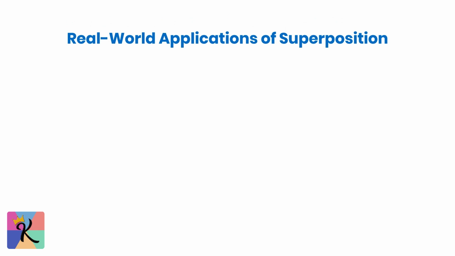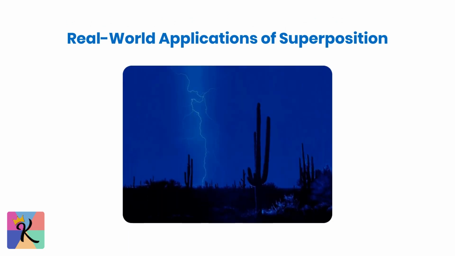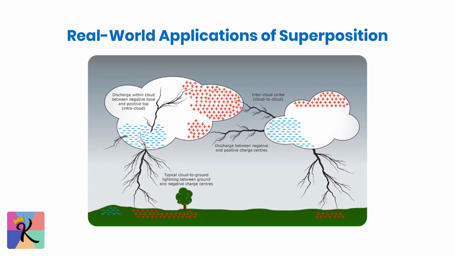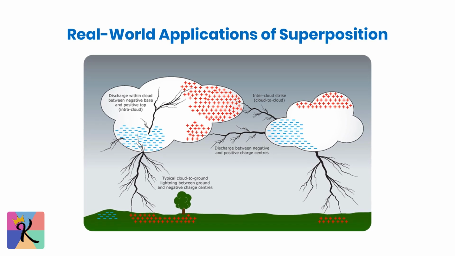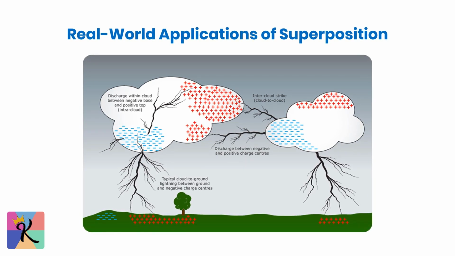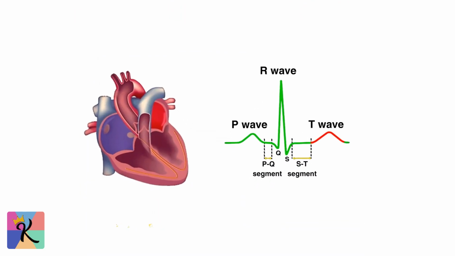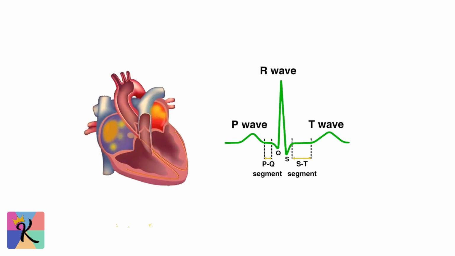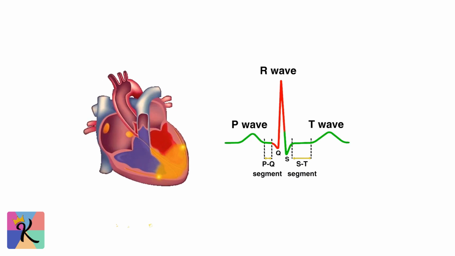Superposition isn't just theoretical. It's the foundation for understanding complex systems like lightning. In a thundercloud, countless charges create overlapping fields, and their combined effects drive the massive electric forces that cause lightning. Another example is the human heart. During an ECG, the superposition of fields generated by ion movement in the heart creates the electrical signals we measure.